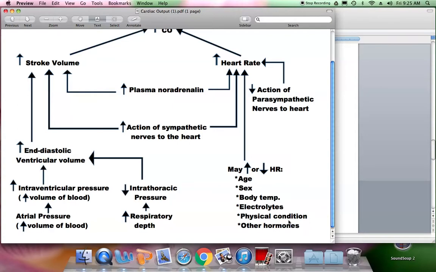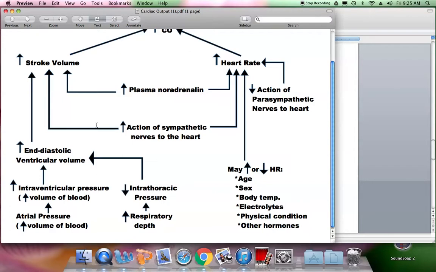Other hormones like thyroxine, noradrenaline, those, particularly thyroxine, that one actually can affect heart rate. High thyroid levels will increase heart rate and blood pressure. So let's go look over here. These are the factors that influence heart rate, how many times the heart beats per minute.